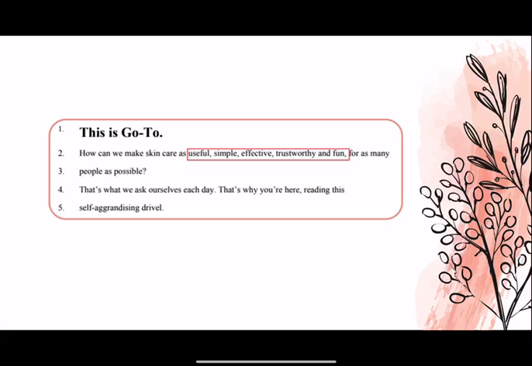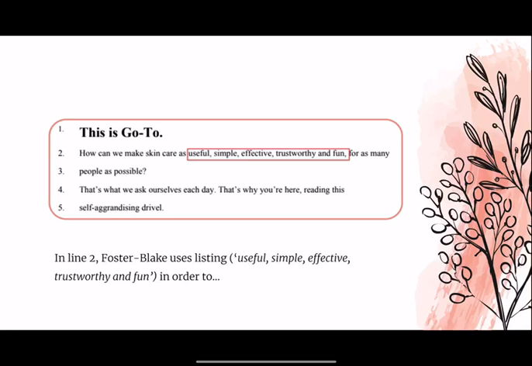Okay, so I have put a box around what I would use as the quote. So I've got useful, simple, effective, trustworthy, and fun. Okay, that's it. That's the whole quote, because that is the example of listing. Okay, we don't have how can we make skincare as useful, simple, effective, trustworthy, and fun, blah, blah, blah, because the first part of that line is not an example of listing, so we don't need to include it. So that's how you can cut it down to the shortest possible amount of words.